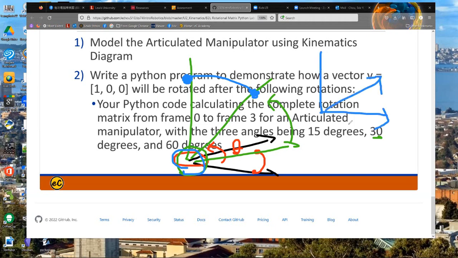I can tell you the answer, but you need to model it and give me the Python code. It is originally from here, at 1, 0, 0. It travels by 15 degrees to here, then moves 90 degrees to here, and ends up here. So I'm expecting the final result will be 0, 0, 1. Does that make sense? Yes. Okay.